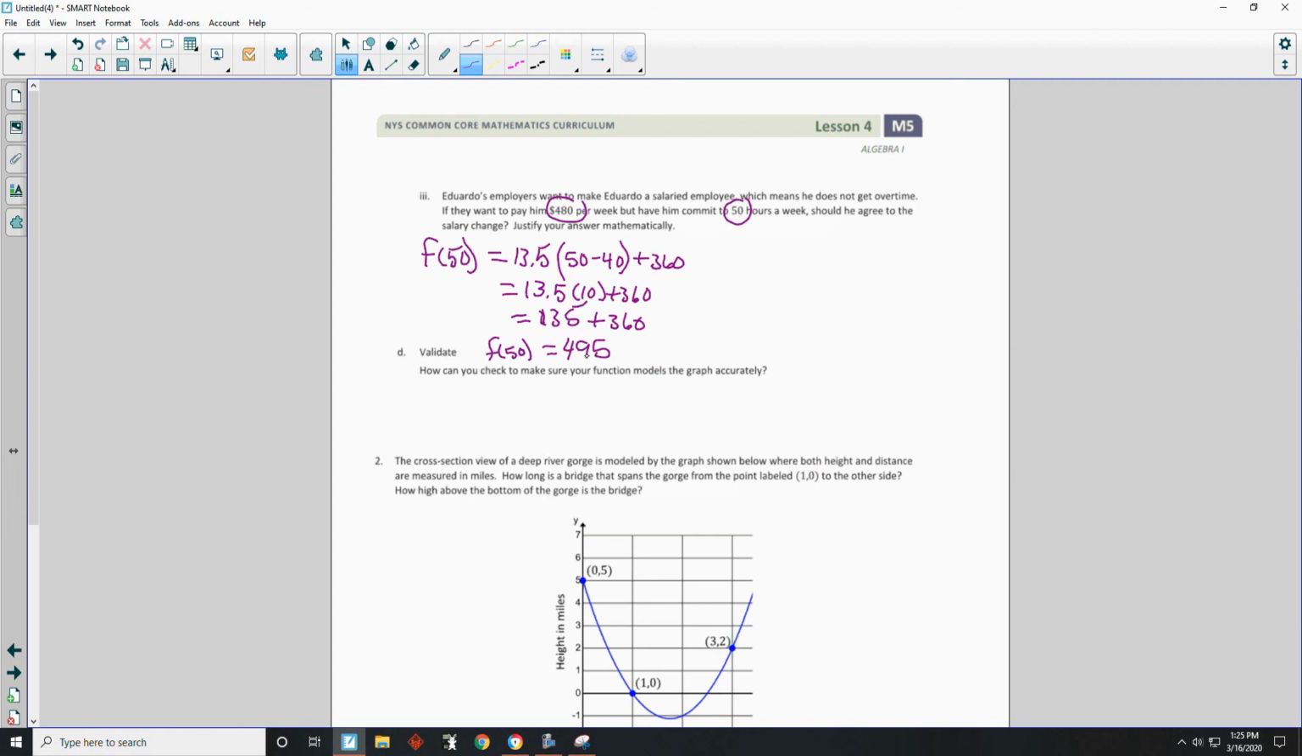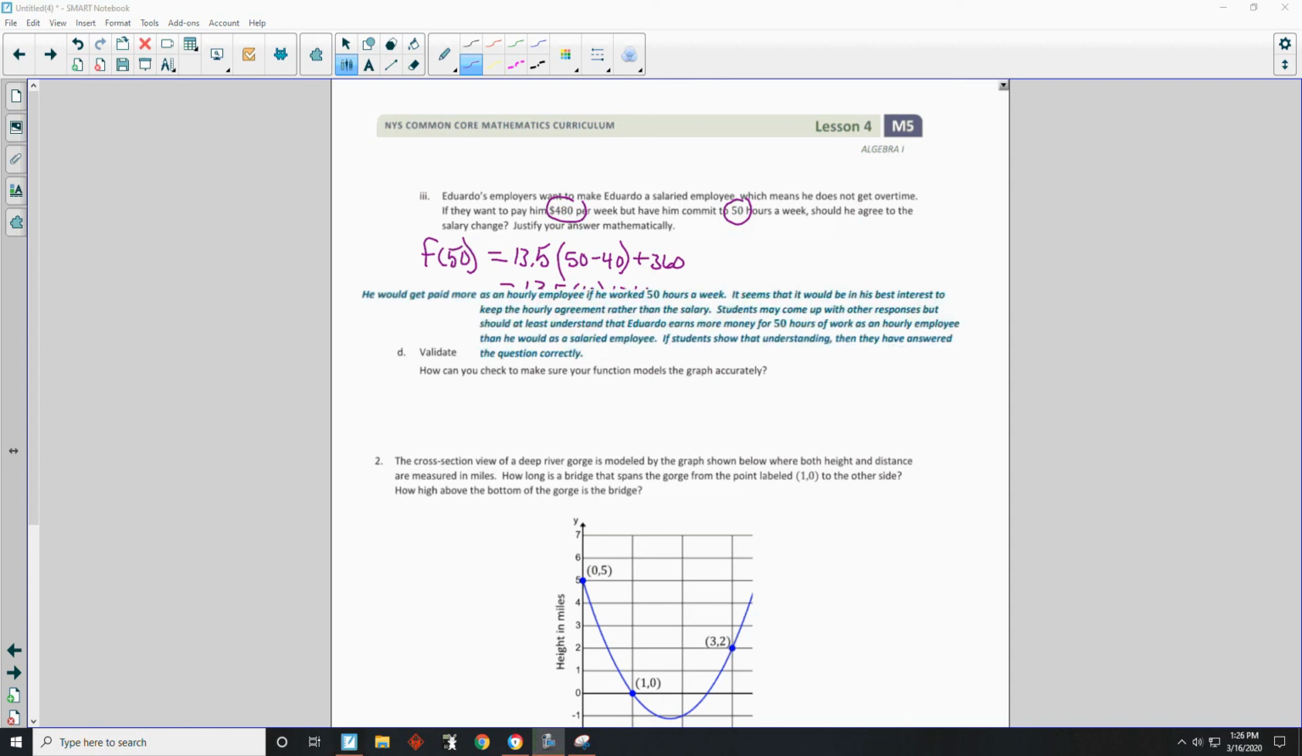Okay, so it says to justify your answer mathematically. You get an answer, but you still should come up with a summary. Okay, so I just plopped this over my work. He would get paid more as an hourly employee if he worked 50 hours a week. It seems that it would be in his best interest to keep the hourly agreement rather than the salary. Students may come up with other responses, but should at least understand that Eduardo earned more money for 50 hours of work as an hourly employee than he did as a salaried employee. Okay, so if you show that understanding, then you have answered the question correctly.